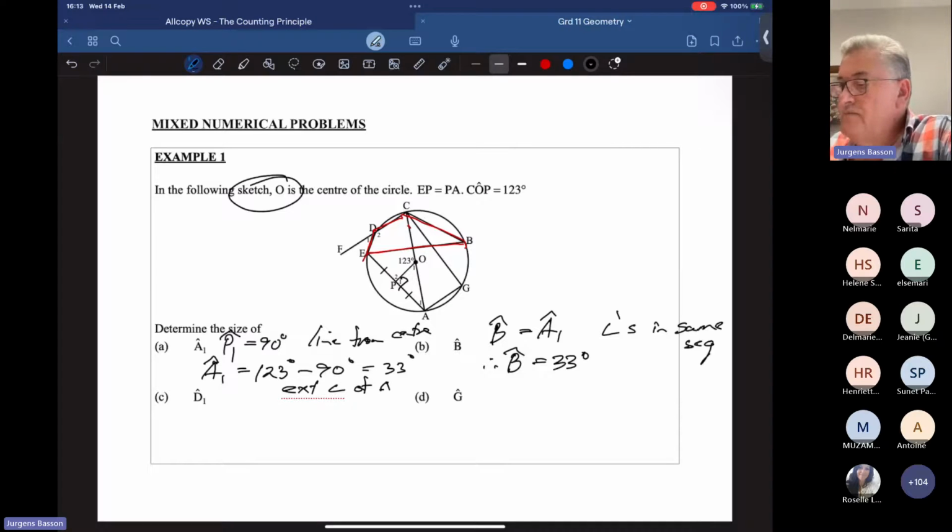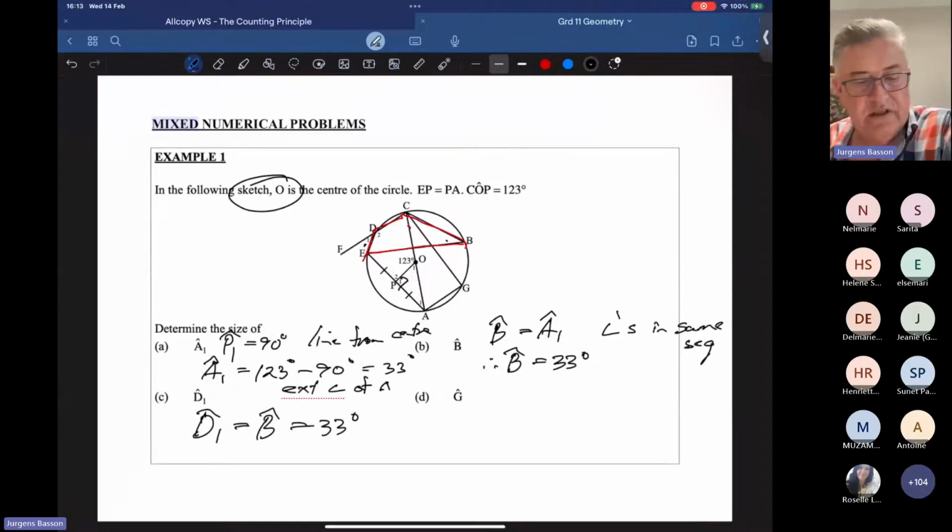So let's look at number C. We want D1. D1 is that one outside there. That looks like a little exterior angle of that red cyclic quad, that D1. And this angle will be equal to which one? It will be equal to B, and we just calculated B. So I'm sure you're all happy if I say that D1 is equal to B is equal to 33 degrees, and that is the exterior angle of a cyclic quad.